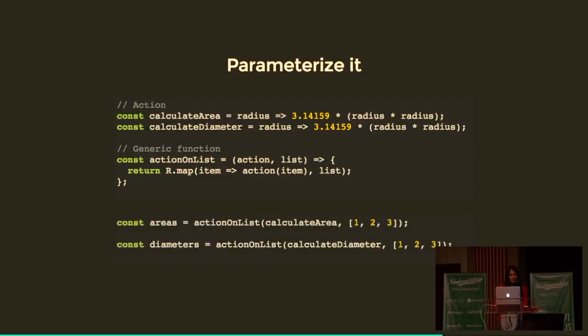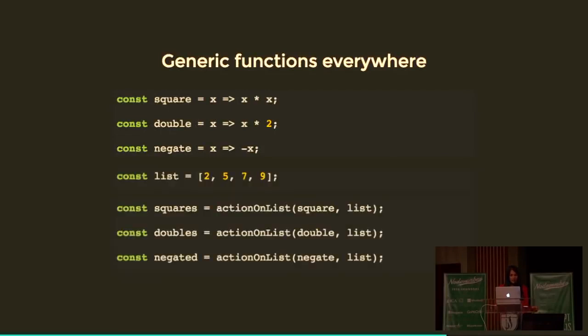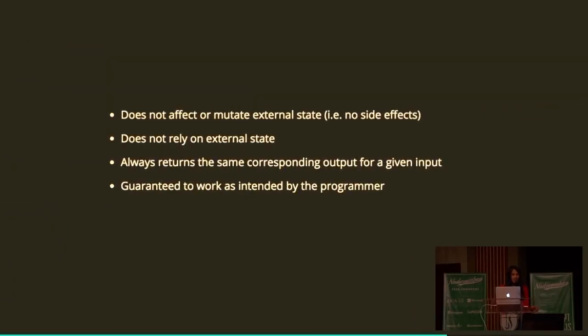Now I can pass in my calculate area function, calculate diameter function, or any function into my generic action on list function. Now I can use generic functions everywhere. Let's say I can have a square function, a double function, a negate function, and I can use the same action on list generic function to pass in the action and any list. And so what we end up having is very generic functions instead of specialized functions to do everything.